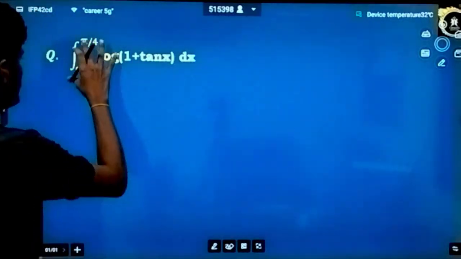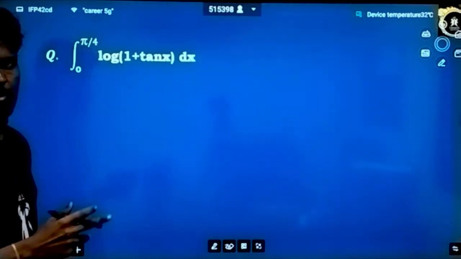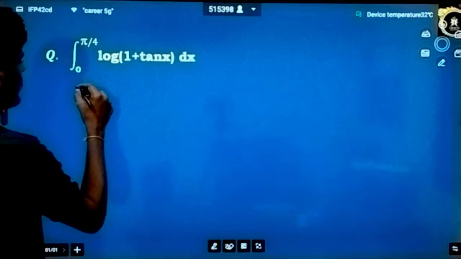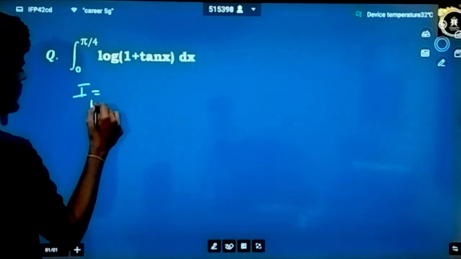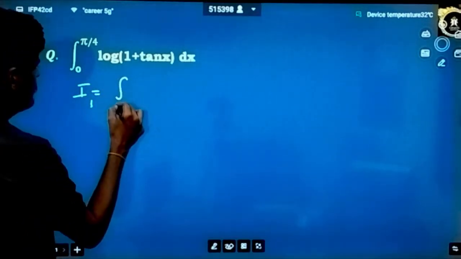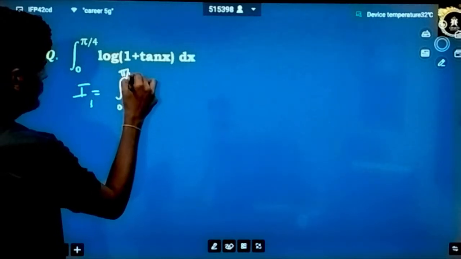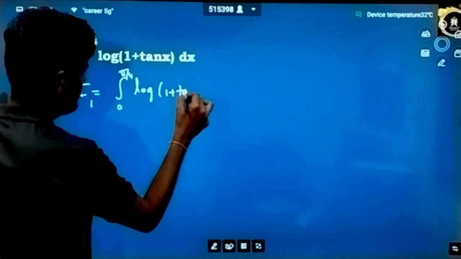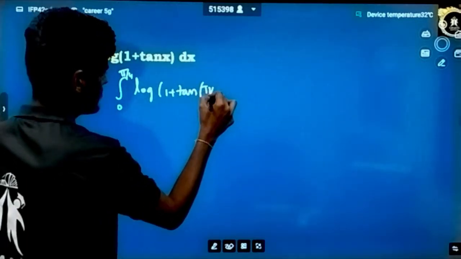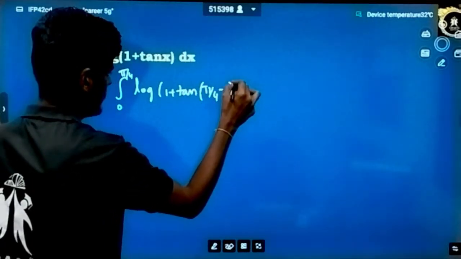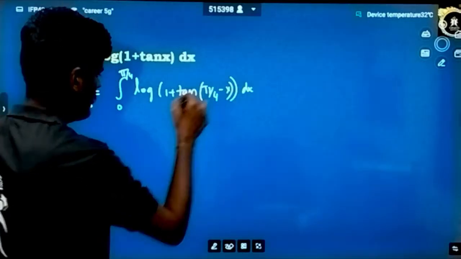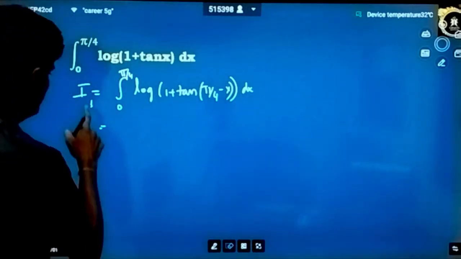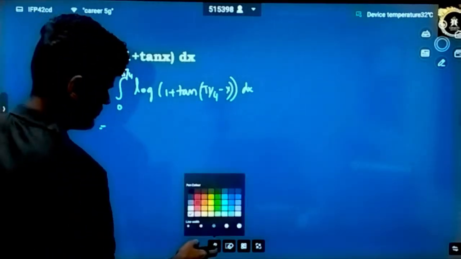Now we'll apply this property, integral between 0 to a f of x equal to integral between 0 to a f of a minus x dx. That means I integral will become integral of 0 to pi by 4 log of 1 plus tan of pi by 4 minus x dx. Okay, sir. Next, what we need to do? This is I.